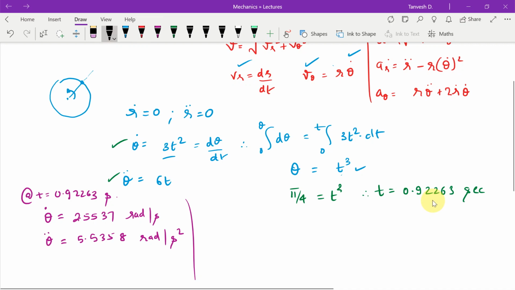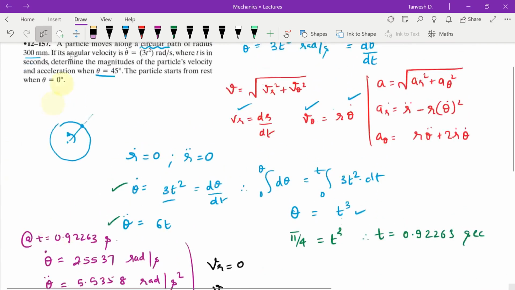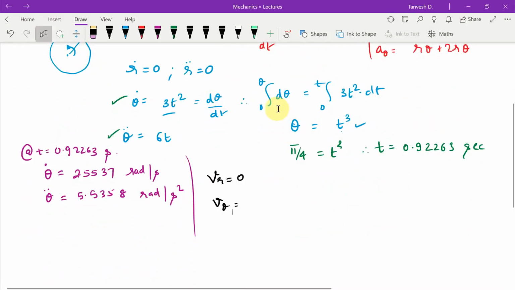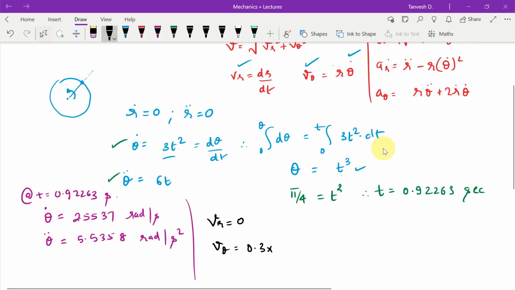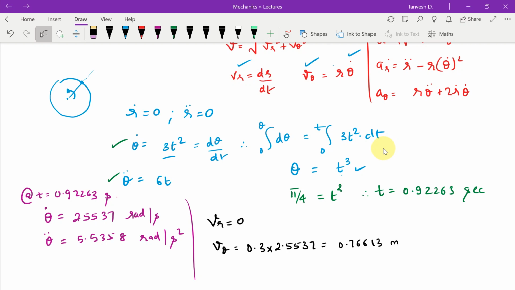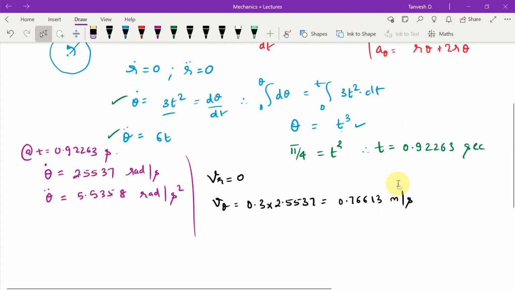vr is 0, v theta is r into theta dot. r is given as 300 mm, I'll convert it into meters, so it is 0.3 into theta dot, which is 2.5537. This is equal to 0.76613 meters per second. And similarly we can find ar and a theta.